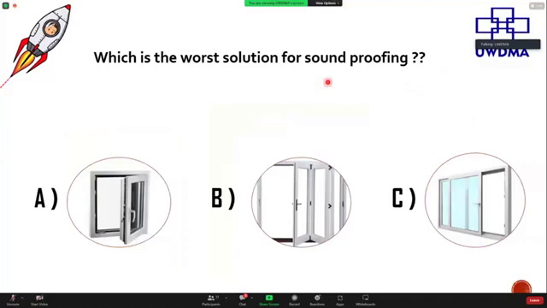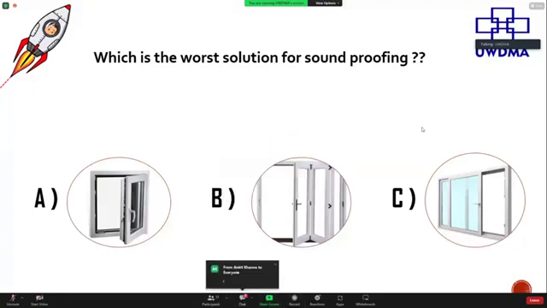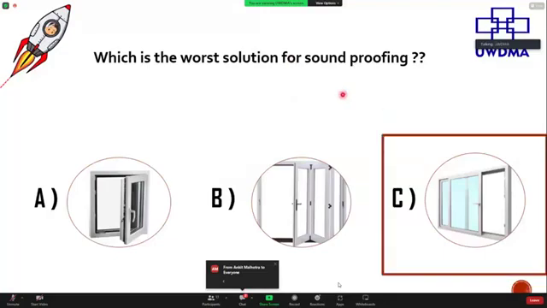Okay. So which is the worst solution for soundproofing? Actually, we already know that, but okay, fine, still. Type a quick answer and then we'll skip. Good, good. So it is C. We all know by now.